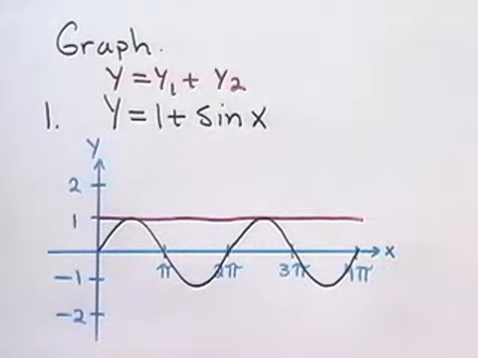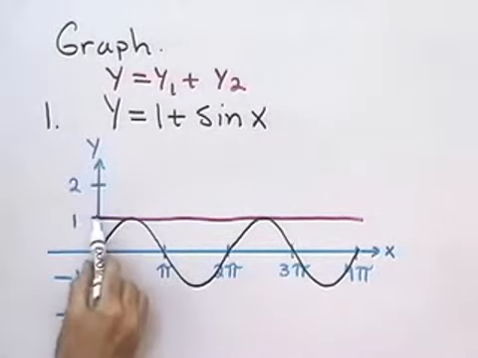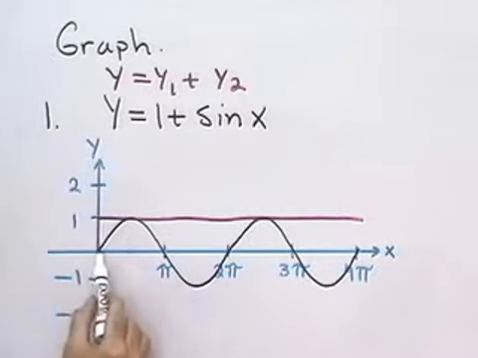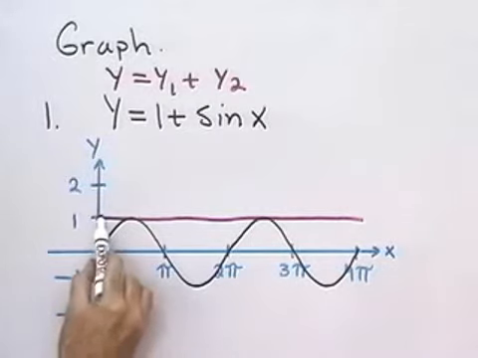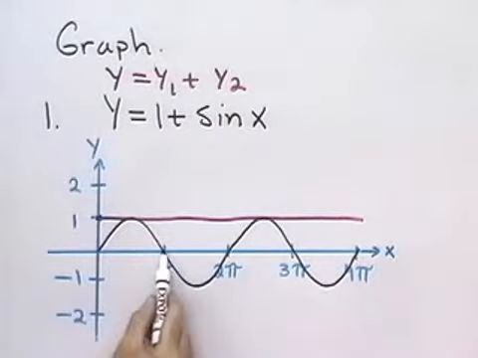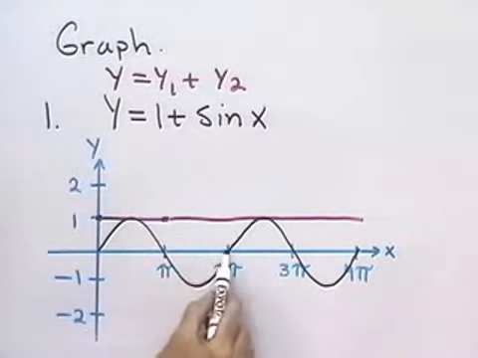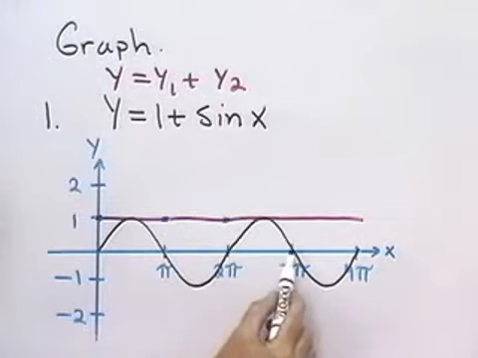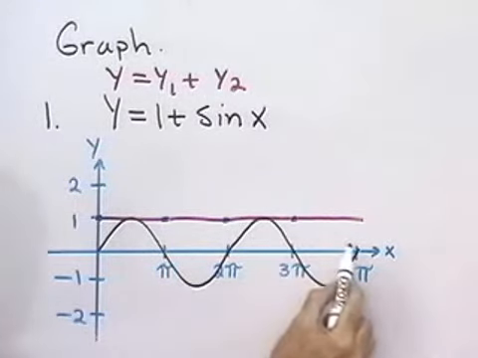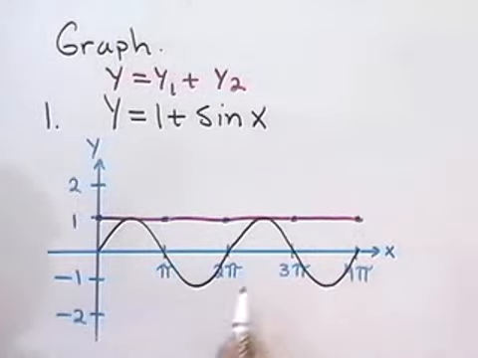So one thing I can say is that anywhere one of my graphs is 0, I'm on the other graph. So when I add these two values of y, 0 plus 1, I'll get 1. The same goes for each of these points: 0 plus 1 gives me 1.